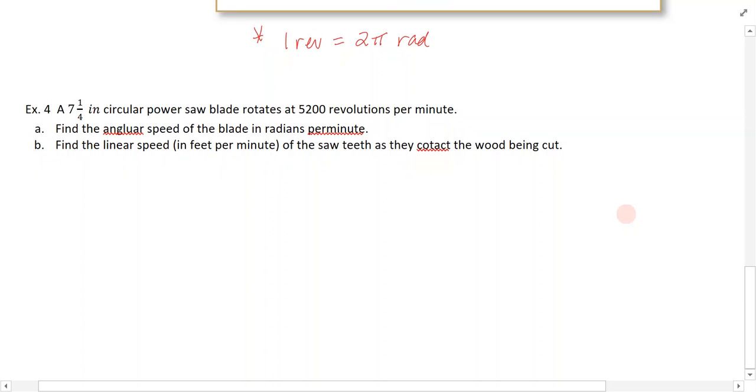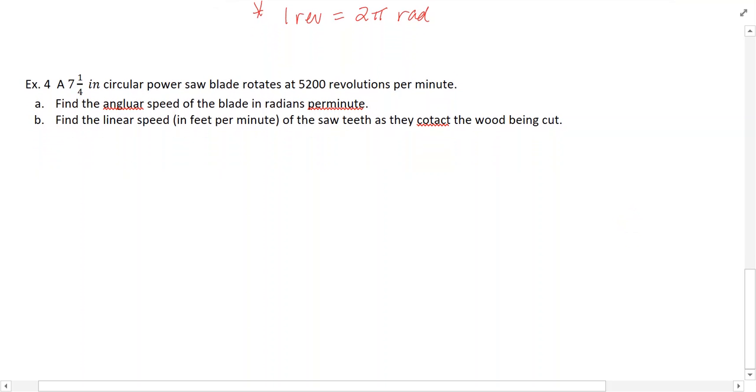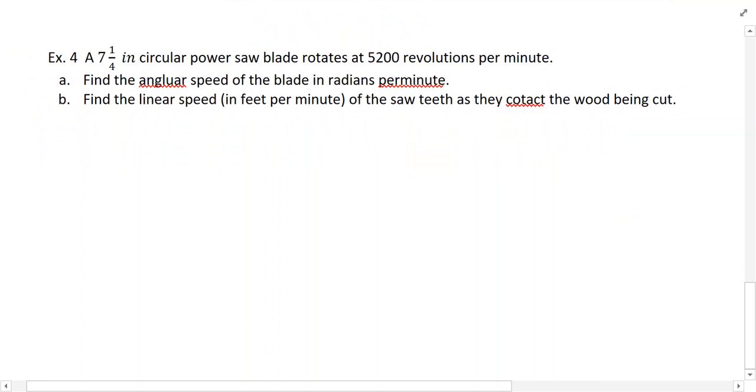So let's look at this example. We have a 7¼ inch circular power saw blade that rotates 5,200 revolutions per minute. And I want to find the angular speed of the blade in radians per minute. So I'm looking for angular speed, and I'm looking for it in radians per minute. This is for question number A. What do I know?